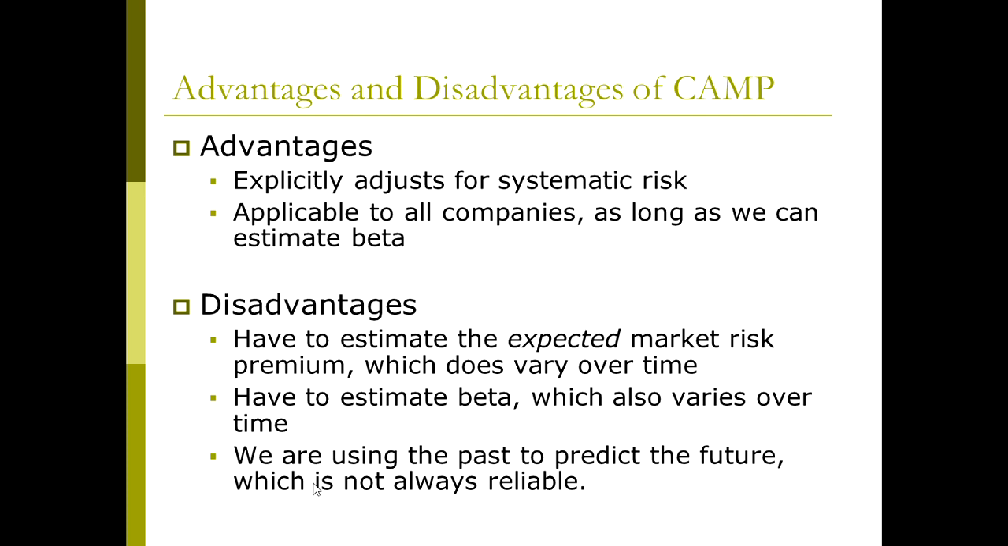So here we are using the past to predict the future, which is not always reliable, because when you're using the CAPM, all the numbers, the beta and the market risk premium, are past numbers. We're using the past numbers and thinking the history will repeat itself, but it may not.